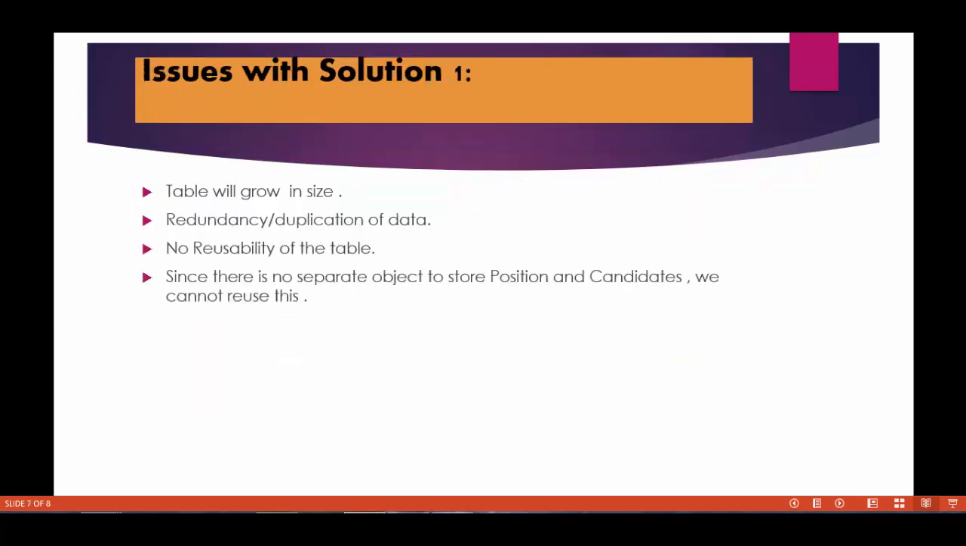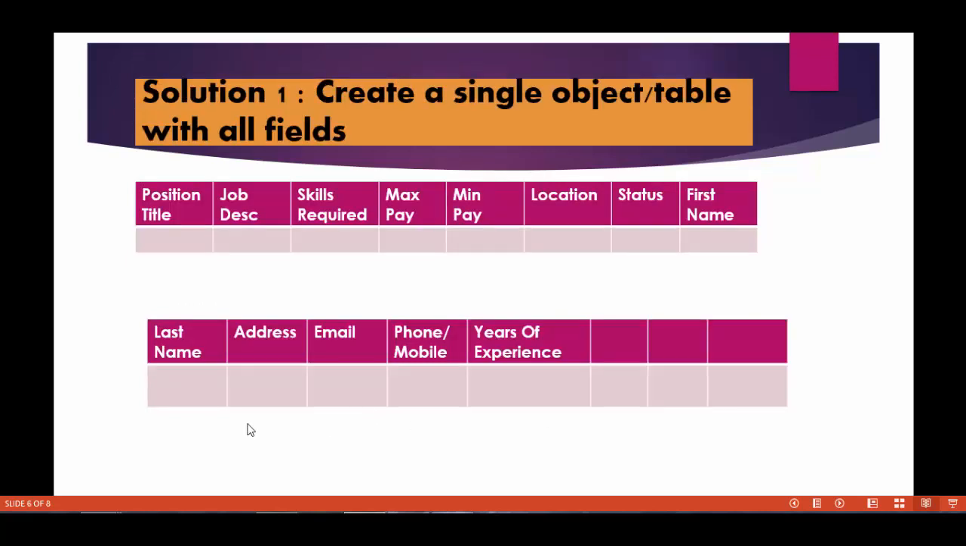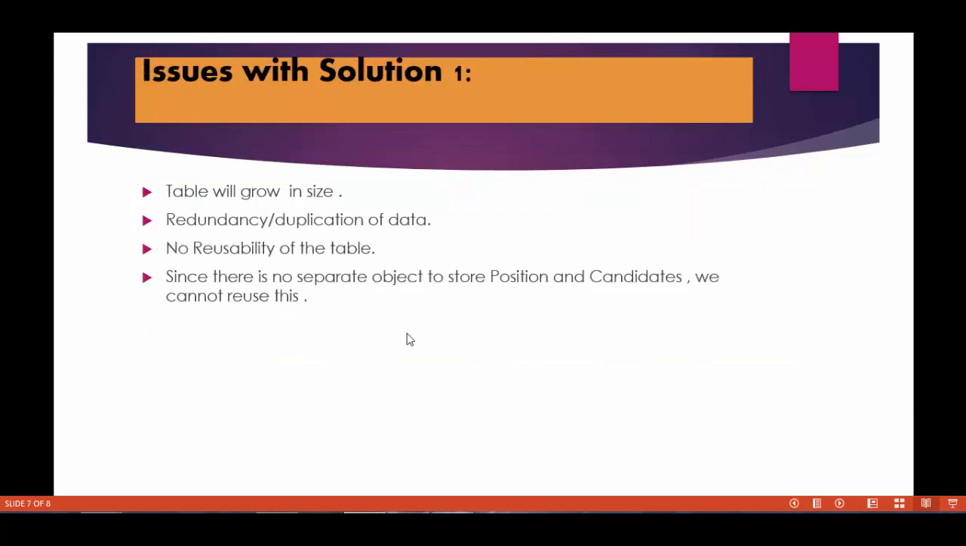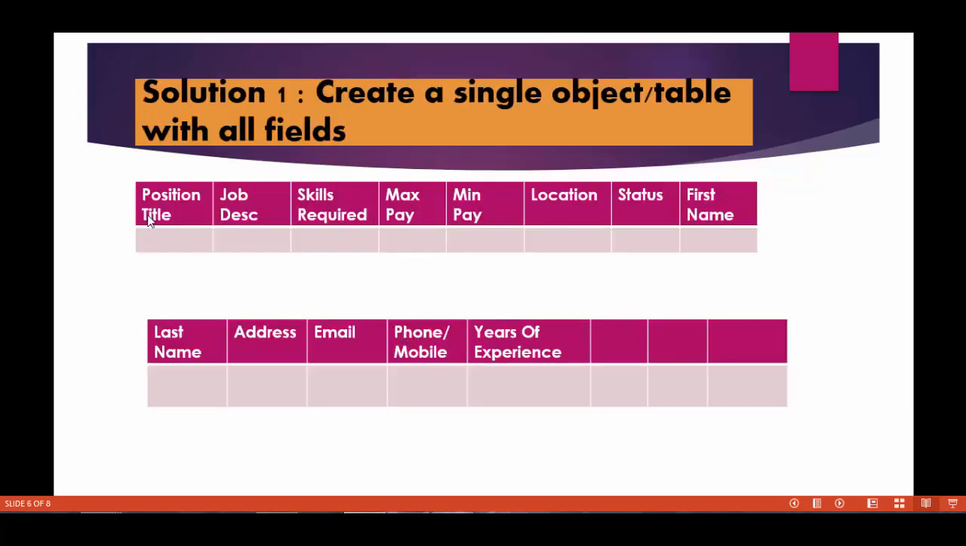The second is the duplication of data. Let's say there was a position for a Salesforce developer, and these are the information that we provide for that position. Now let's say a candidate named Deepika has applied for that position. Let's say there's another candidate, John, who applied for the same position. So basically there is a lot of duplication of data involved here. We will be repeating the same information like position title, job description, skills required, minimum and maximum pay, and location for these two candidates.